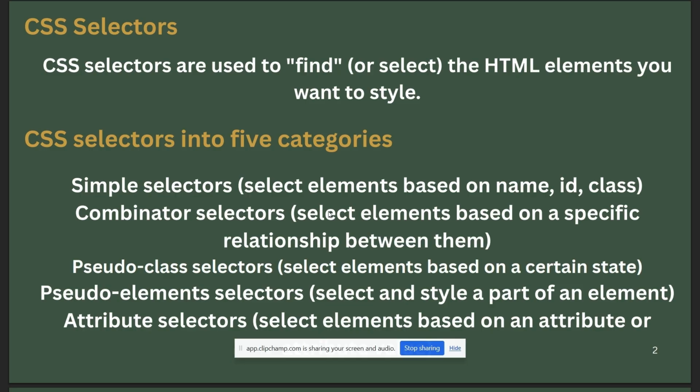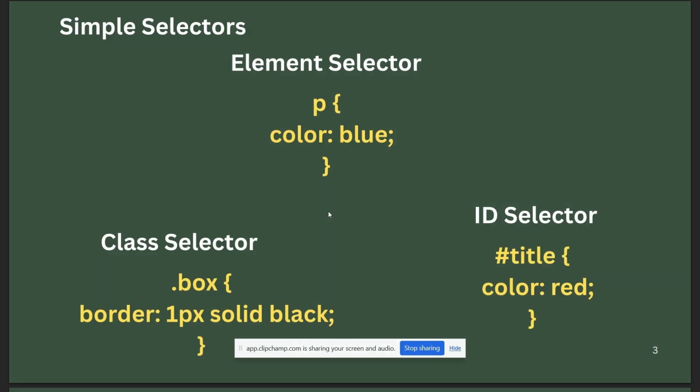Okay, let's see the example. There are five categories: simple selector, combinator selector, pseudo-class selector, pseudo-element selector, and attribute selector. First one is the simple selector. In the simple selector, there are three types: element selector, class selector, and ID selector.